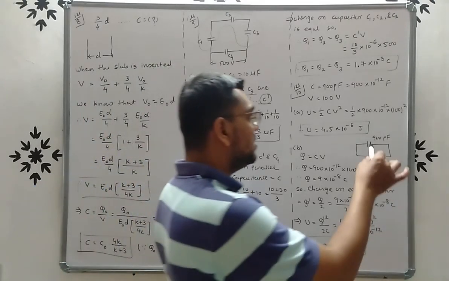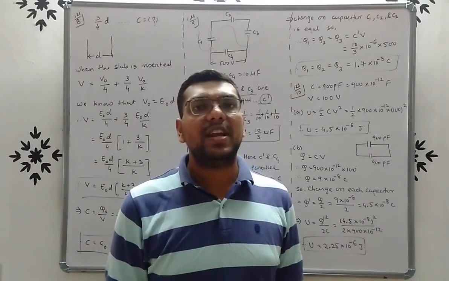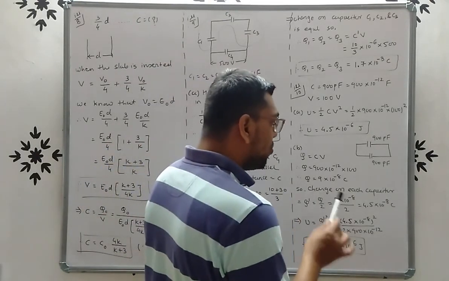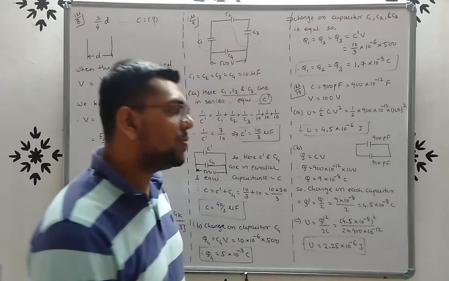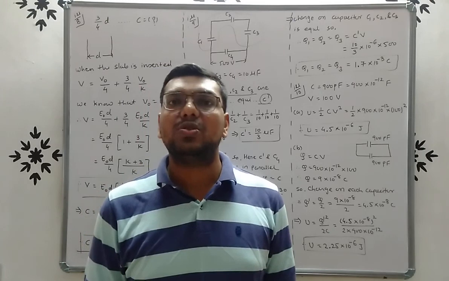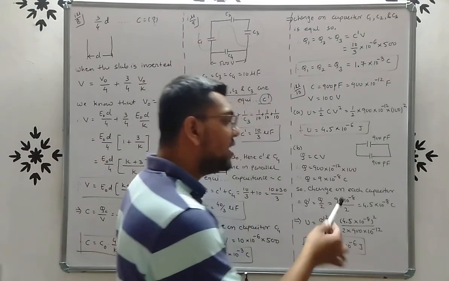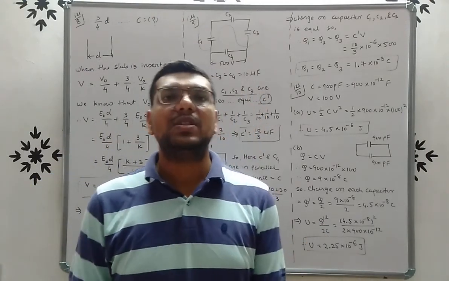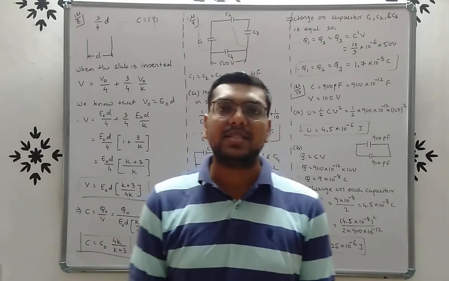Now here this is the parallel connection. So charge will be distributed equally between these capacitors. So Q dash is equal to Q by 2. So charge on each capacitor is 4.5 into 10 raised to minus 8 coulomb. So energy U is equal to Q square by 2C. But here charge is Q dash, so Q dash square by 2C. Right. So after solving this, we get energy U is equal to 2.25 into 10 raised to minus 6 joule.